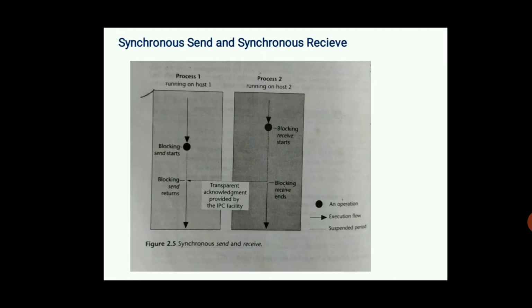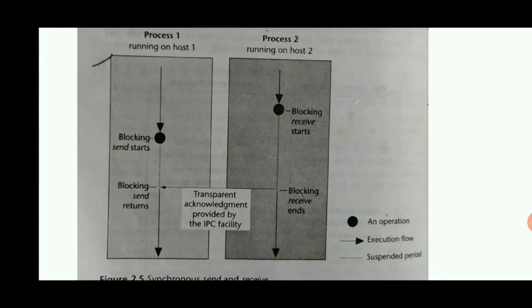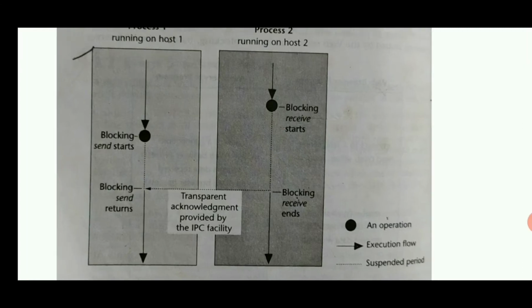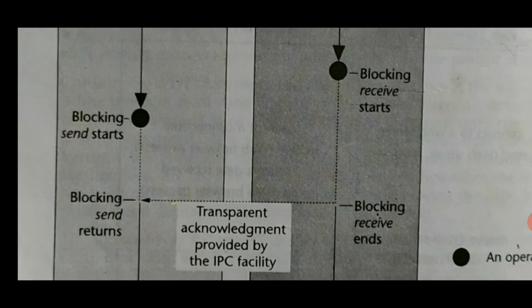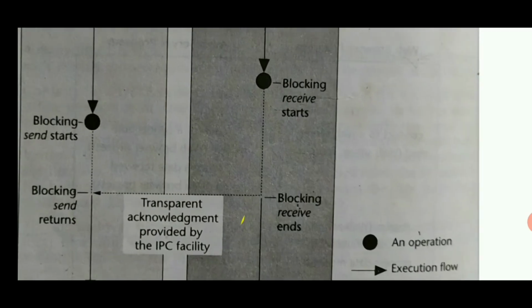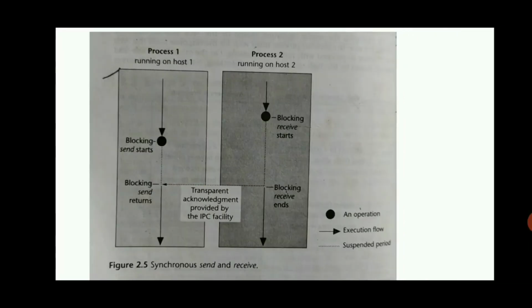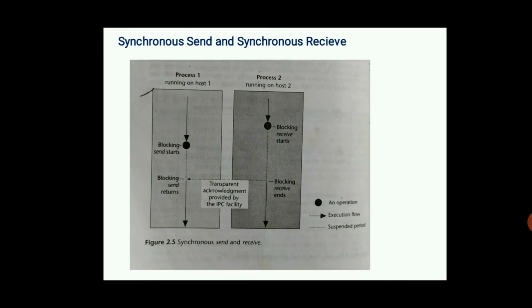See, this diagram is called an event diagram. Process 1 is running on host 1 and process 2 is running on host 2. Process 1 is the send operation, process 2 is the receive operation. Process 1's send operation has been blocked here. So this dotted line indicates blocking of the operation. Here also in process 2 on host 2, the receive operation has been blocked. So both the operations, send and receive, are blocked. That means synchronous send and synchronous receive.